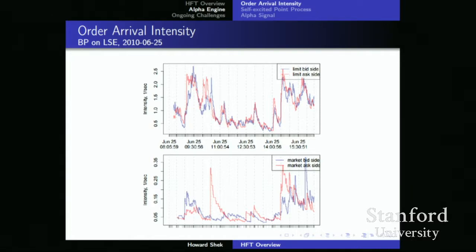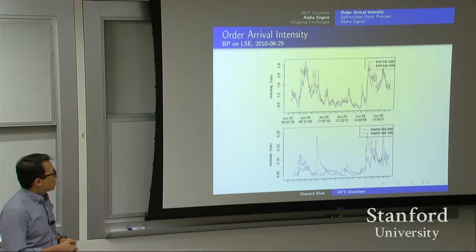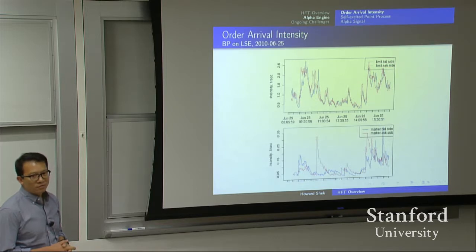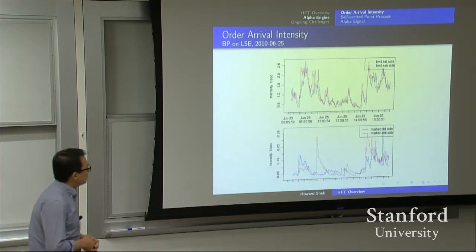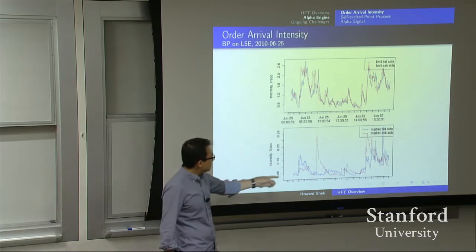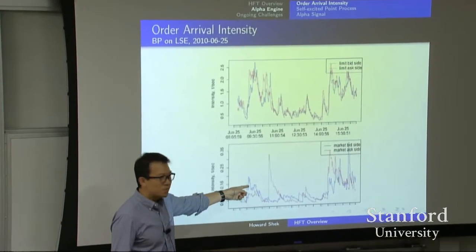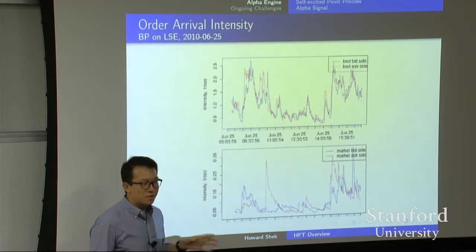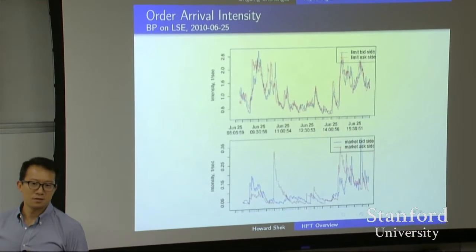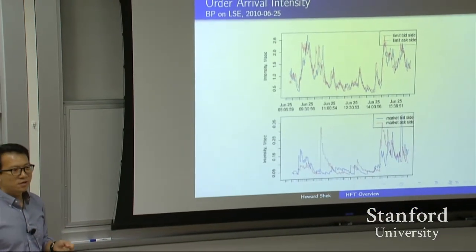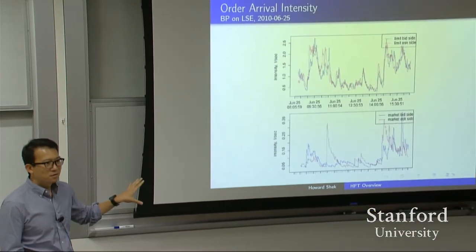There are a couple of interesting dynamics that you can see from the arrival intensities. One, as I mentioned earlier, is the clustering effect of order arrivals. You see an uptick in intensity, in this case the bid side intensity uptick is followed by more upticks on the bid side, and this intensity tends to persist. For those who have studied volatility processes, this is very similar.